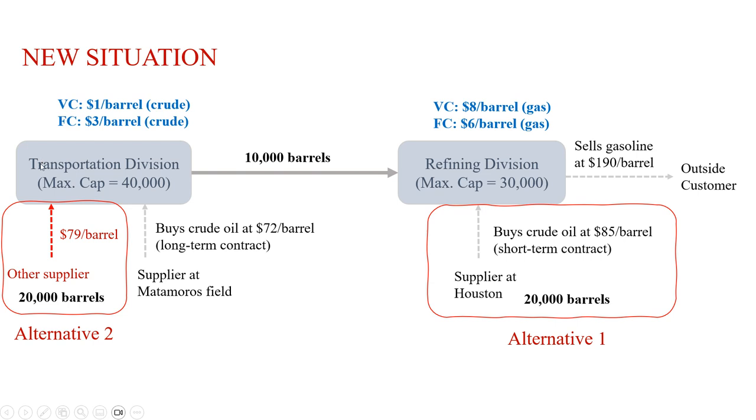This is the same visualization, but there's a new situation that I have added in red, right? So the alternative one was the original way they do business with the supplier at Houston to buy the crude oil at $85 per barrel. So based on the external market price for the 20,000 barrels. The other alternative they are thinking of is to get a supplier from Matamoros at $79 per barrel, right? And then that would incur the variable cost of $1 for the transportation division, right?